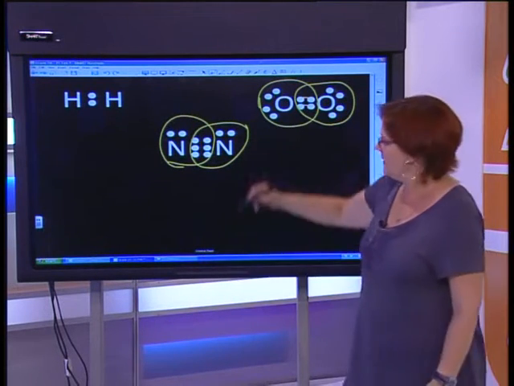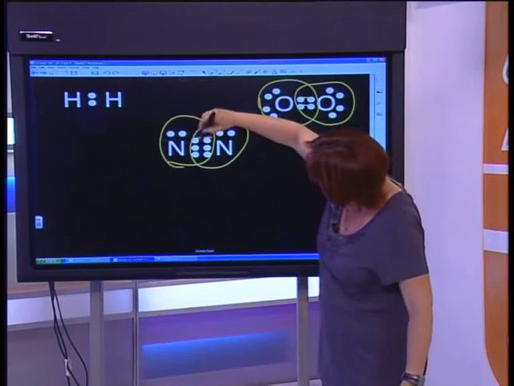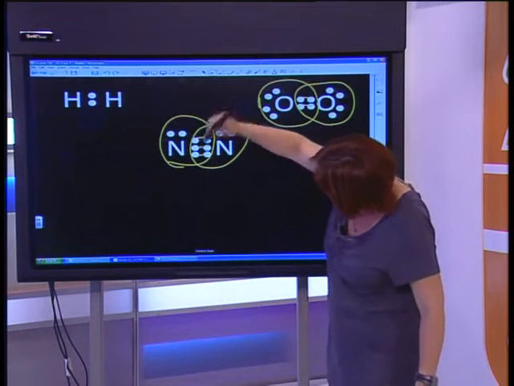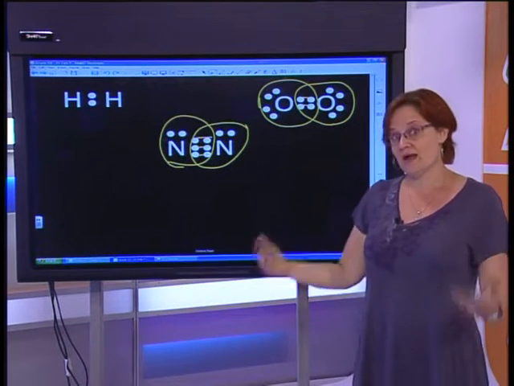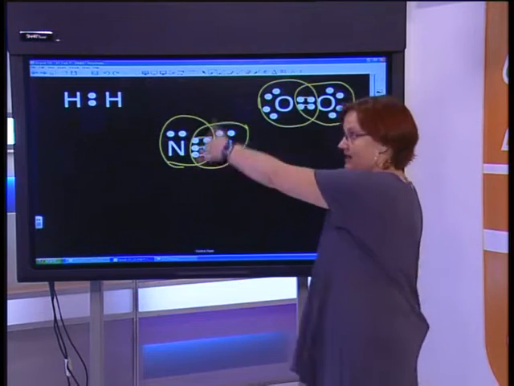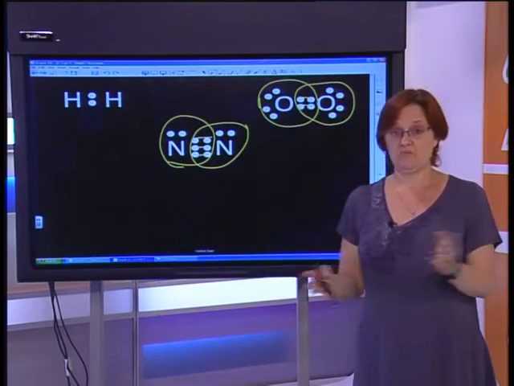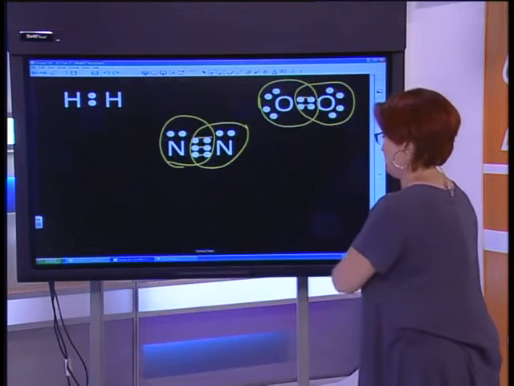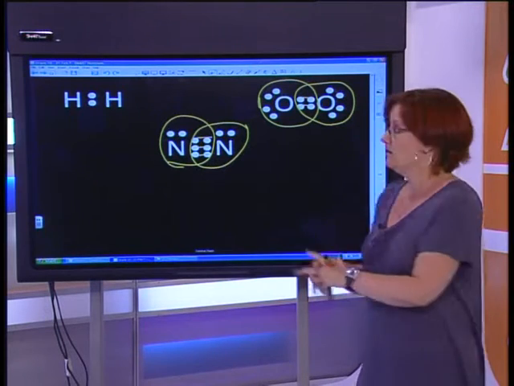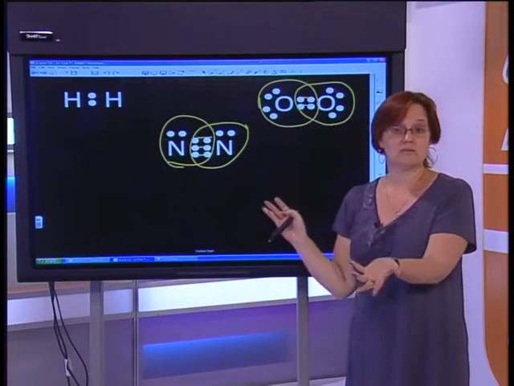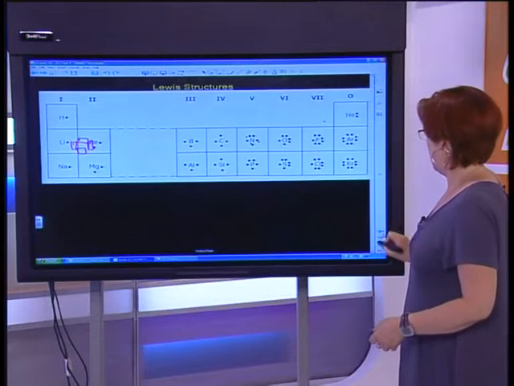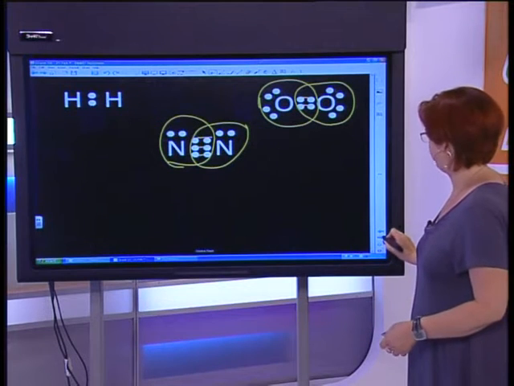Happy. Plus, I can see that I have 1, 2, 3 shared pairs. So the nitrogen is very happy because it has 3 shared pairs and its 8 electrons. Happy as a pig in mud, as the saying goes. But this is all well and good because these are our diatomic elements. What happens when we look at ones that aren't diatomic?